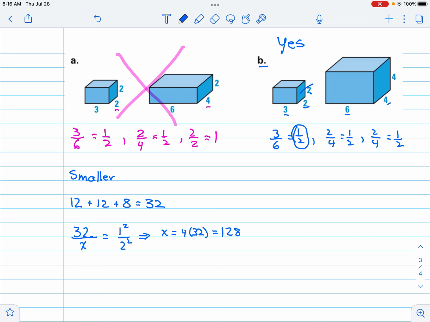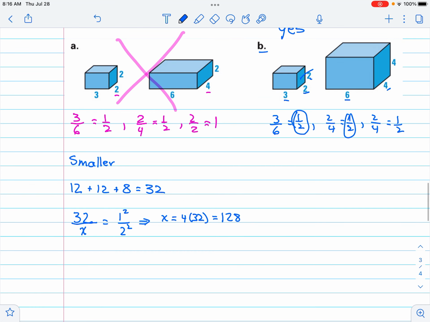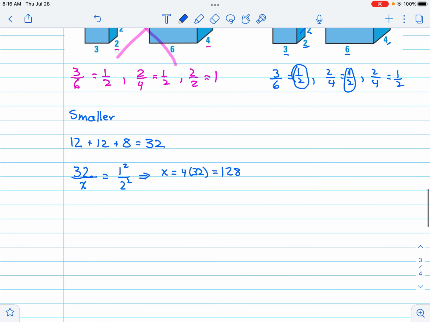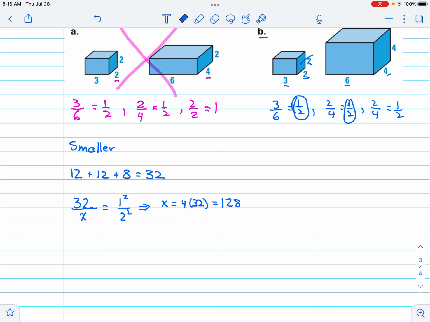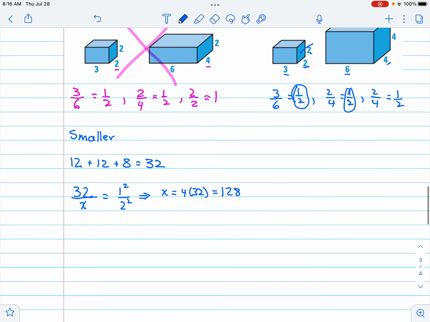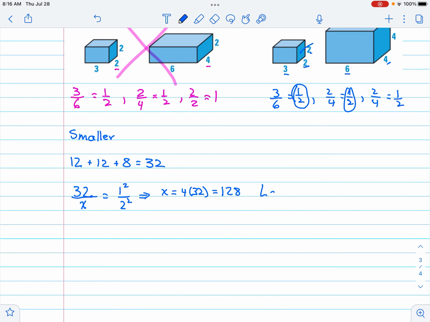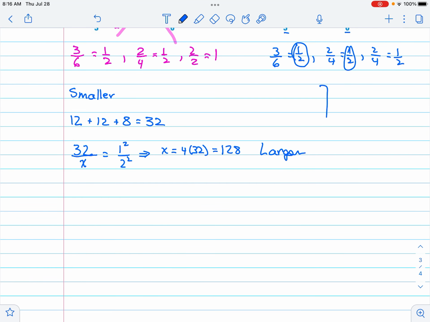So remember, we just said it, if the ratio is 1 to 2, then the ratio of the surface area is going to be 1 squared over 2 squared. Okay? If the ratio is A to B, it's going to be A squared over B squared. So this is the larger surface area. Now let's look at the volume.